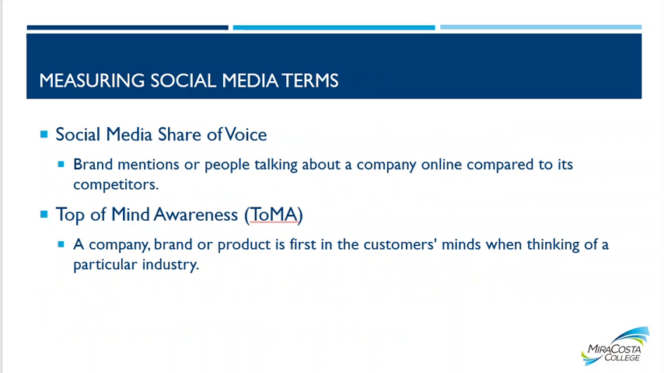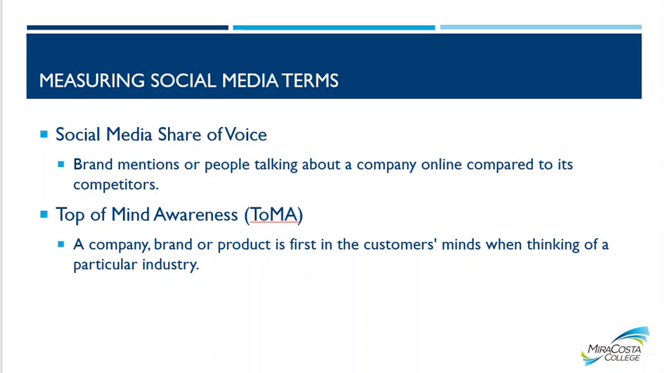So there's a lot of different terms when it comes to social media analytics, and I'm going to go over them here so that you have them. So these are good slides to kind of keep. I suggest creating a little cheat sheet for you if you can start getting more and more into social media analytics. So we have social media share of voice, which is brand mentions or people talking about a company online compared to its competitors. So if you're a beer company, are people talking about your beer more than the other breweries out there?